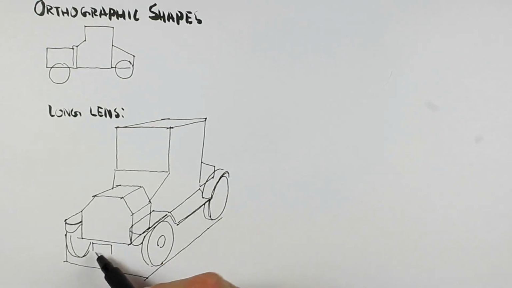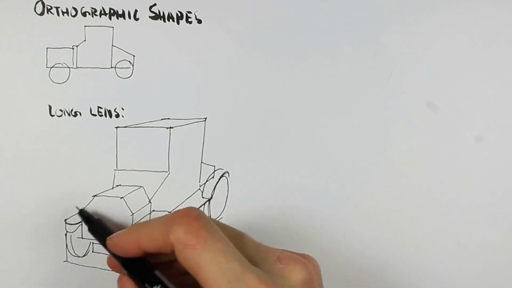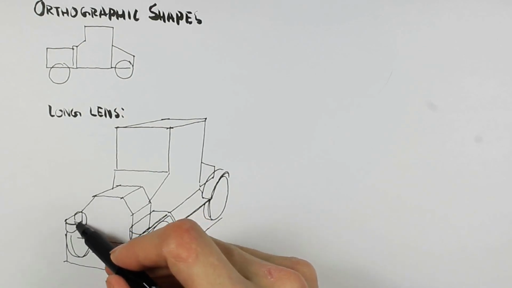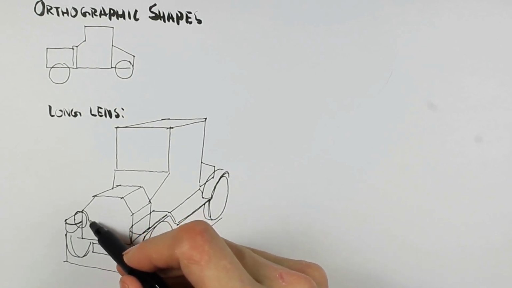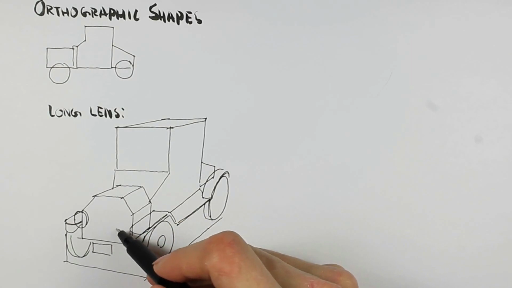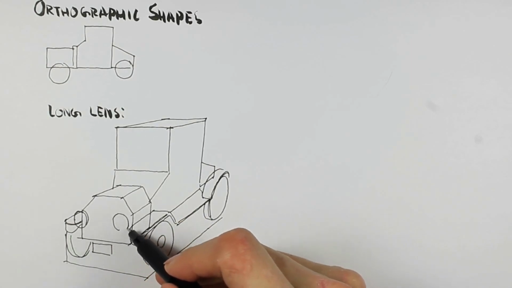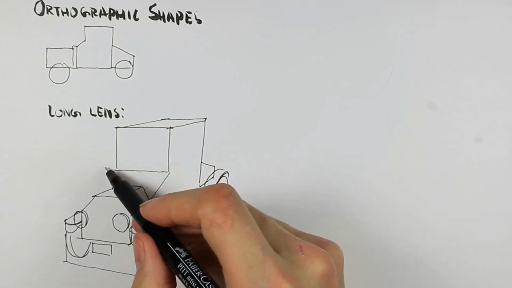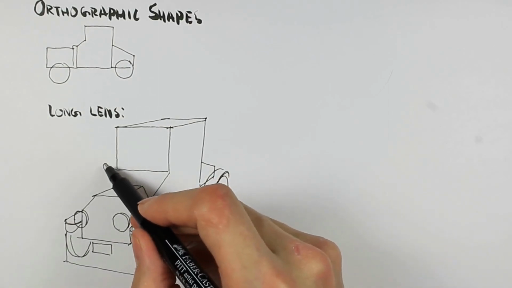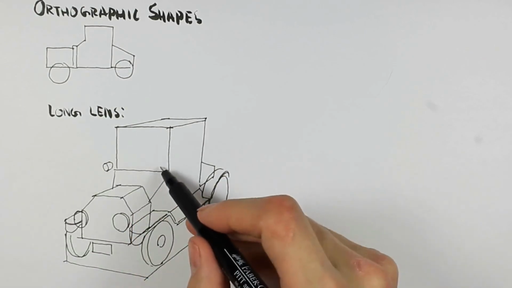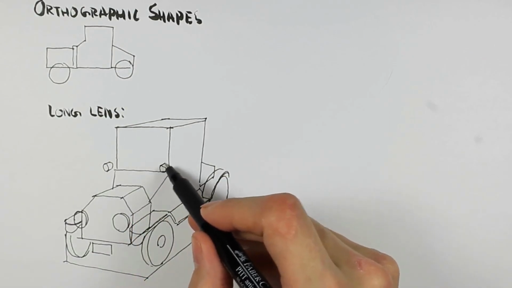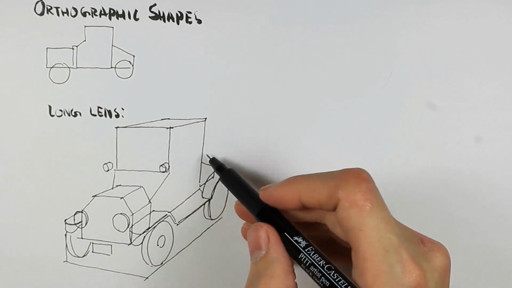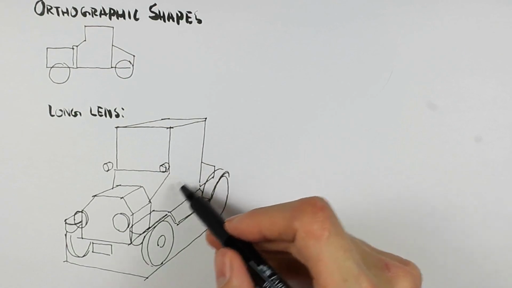Now I'm just placing in cylinders for the headlights. And there's these really odd cylindrical shaped mirrors. I'm just placing those in. And now I'm going to repeat the same process, but use a wide angle lens.